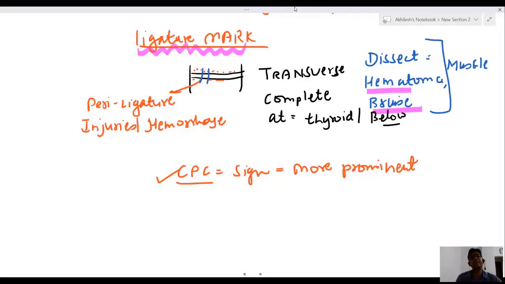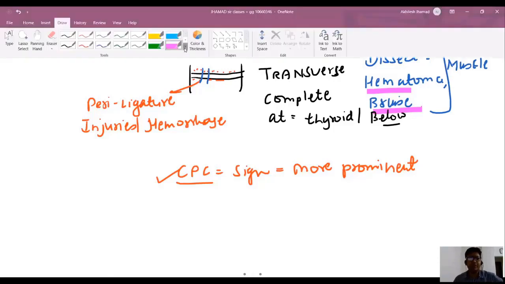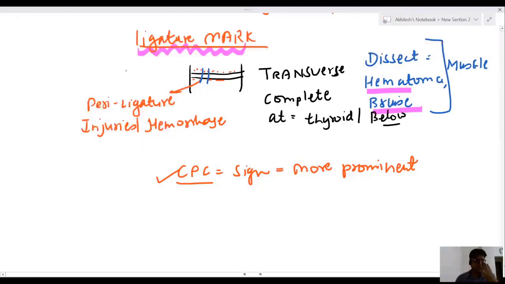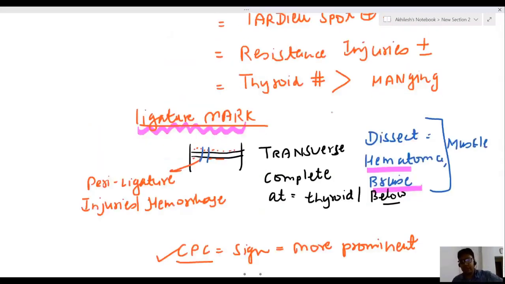Ligature mark. Very important, significant finding in strangulation. Here, hyoid bone fracture is not common. Thyroid bone fracture is more common than in hanging. And observe, thyroid bone fracture is commonly in the superior horn. Superior horn. This is common.